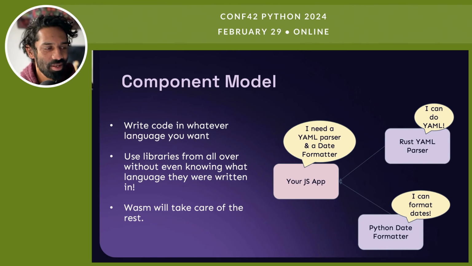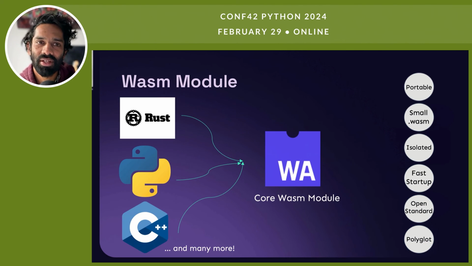Basically, it's very inefficient. But there are great Rust YAML parsers because Rust is very good at parsing lots of data, and Python's very good with numbers. So there's an amazing Python date formatter. So what if there was a way for you to, in your JavaScript app, use a Rust YAML parser and a Python date formatter? Well, with the component model, which is live and you can try it out, this is actually possible. The idea is all of these languages convert to a WebAssembly module. So if you define an interface where these modules can talk to each other, then you can theoretically have an app composed of different modules in different languages.